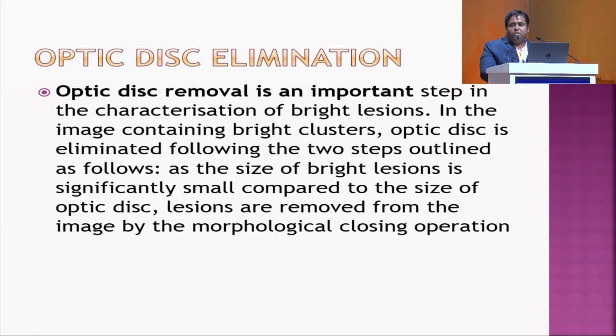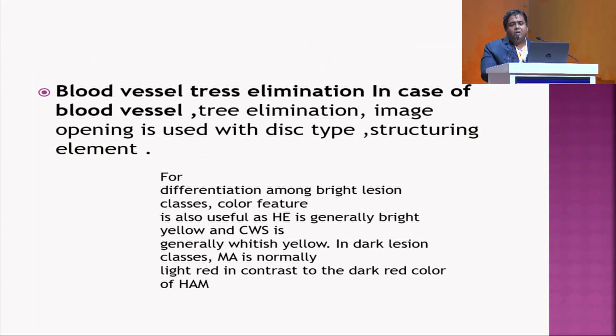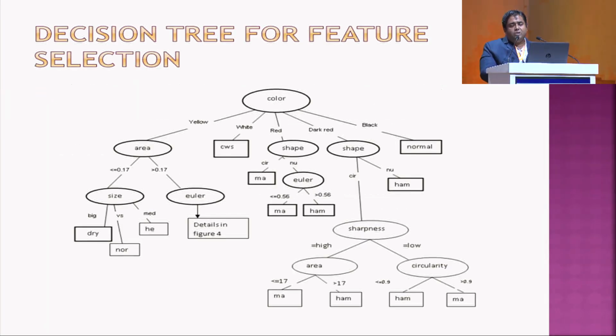And for this, optic disc elimination or removal is an important step for characterization of any bright lesion. Next, the blood vessels tree is eliminated. And after the elimination, there is a color step.